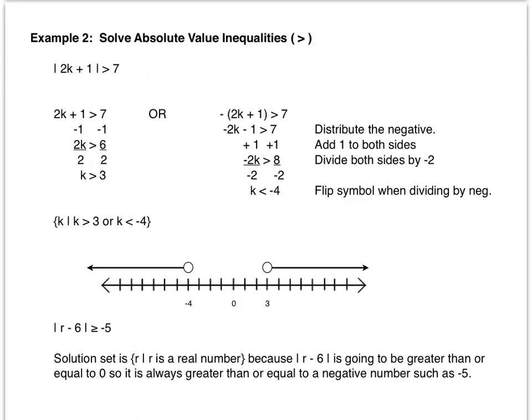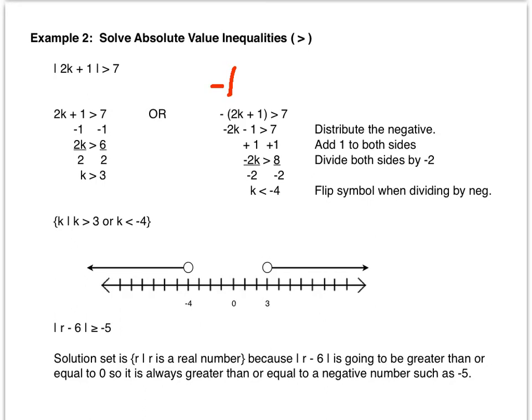Let's look at example 2 together. In example 2, we have the absolute value of 2k plus 1 is greater than 7. Once again, we need to solve two different cases. So we have 2k plus 1 is greater than 7, or the negative quantity 2k plus 1 is greater than 7. In the first case, we'll subtract 1 from both sides, which leaves us with 2 times k is greater than 6. Divide both sides by 2, and we get k is greater than 3. In the second case, we need to distribute our negative, so we get negative 2k minus 1 is greater than 7. Remember, if it helps you, consider that negative to be a negative 1 when you distribute.